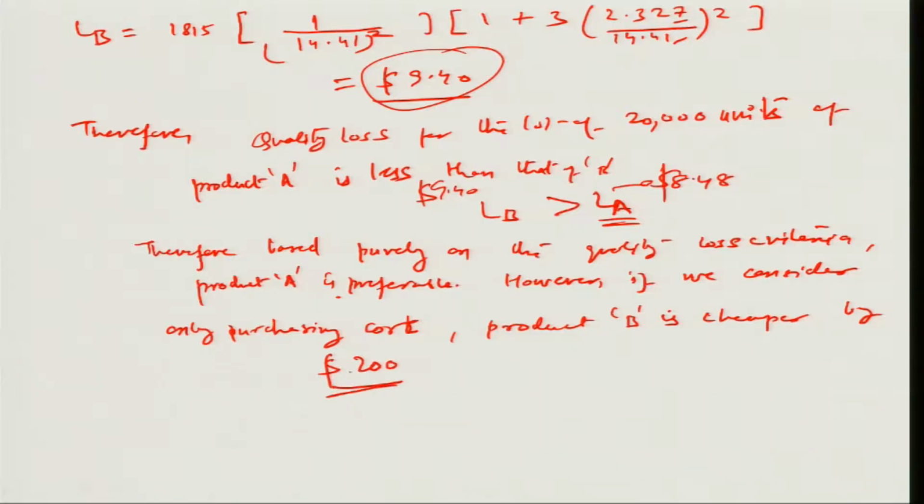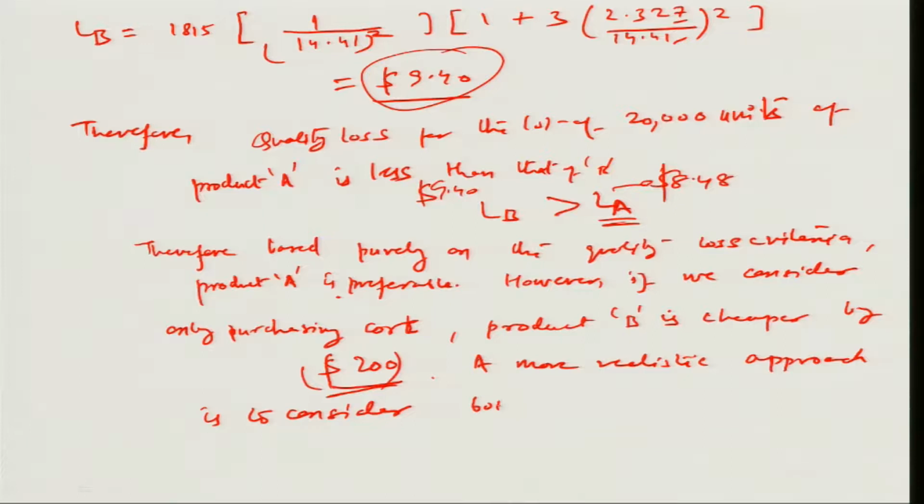by $200 because of this 1 cent per piece difference between A and B, and 20,000 pieces being put on board for buying. So, a more realistic approach is to consider both the costs before taking a management decision.